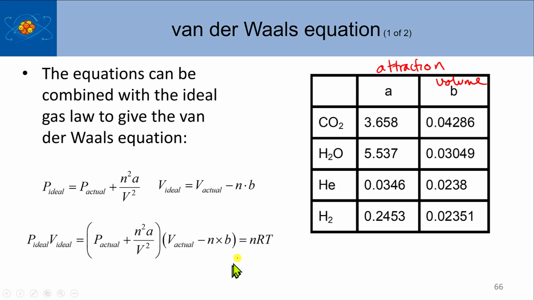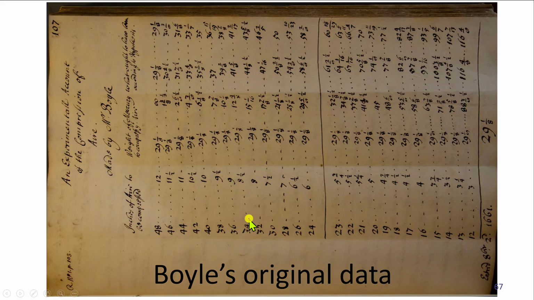I can't remember if there's one in the homework, but if there is, basically all you need to do is look up the a term and the b term and plug in the number of moles and the volume, and you can calculate the other terms.